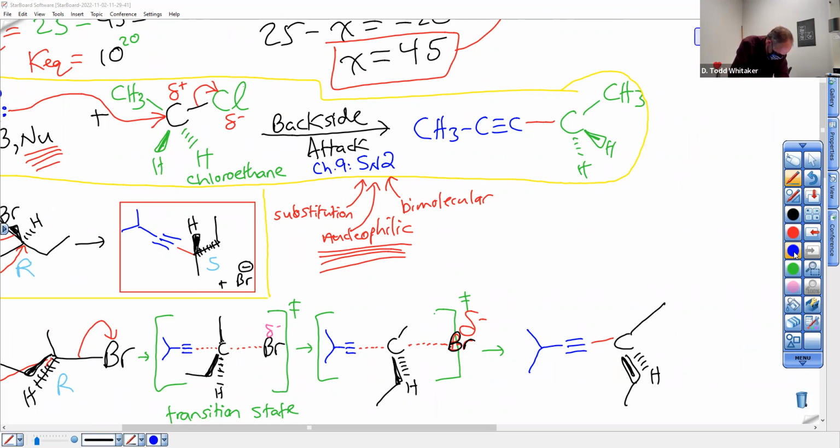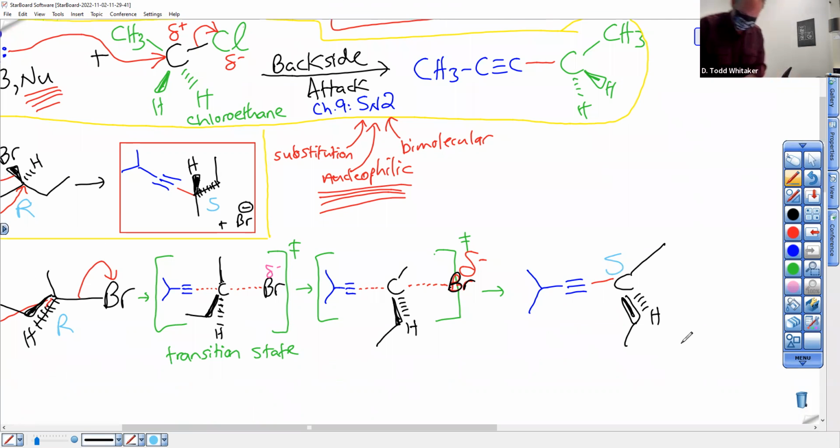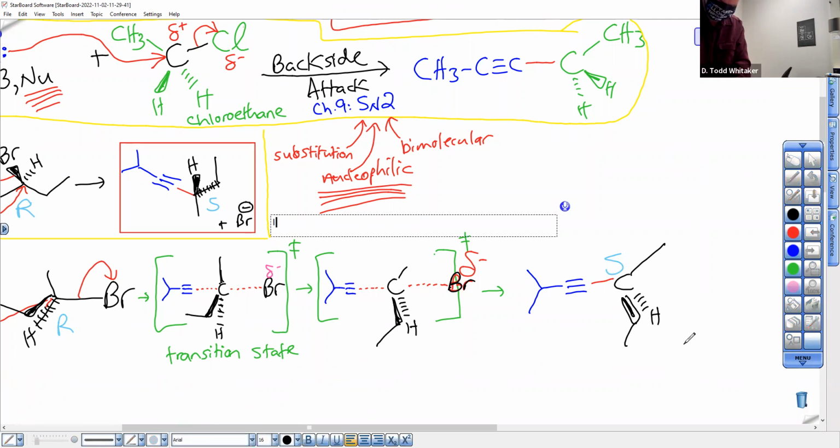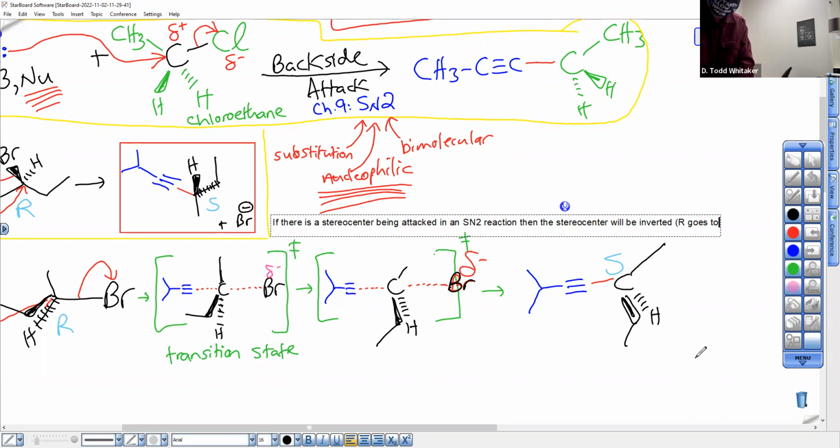And I'm glad you guys cut. That's not in your yellow box at all, so it's just FYI. What is the stereochemical consequence if there is a stereo center being attacked in an SN2 reaction? Then the stereo center will be inverted. R goes to S or vice versa.